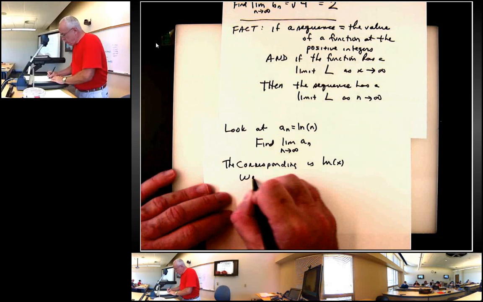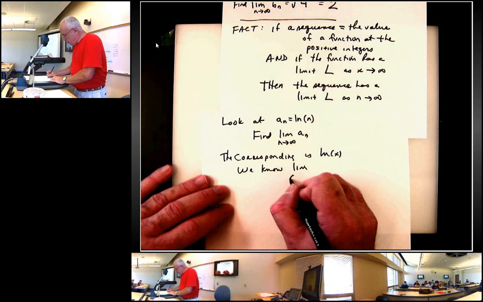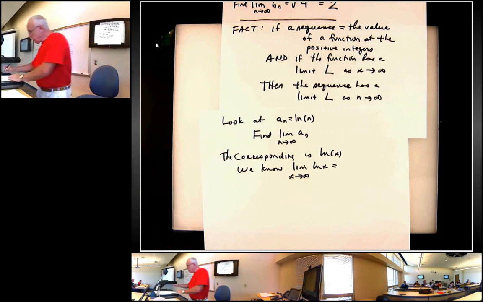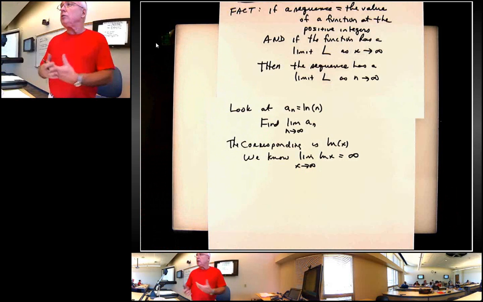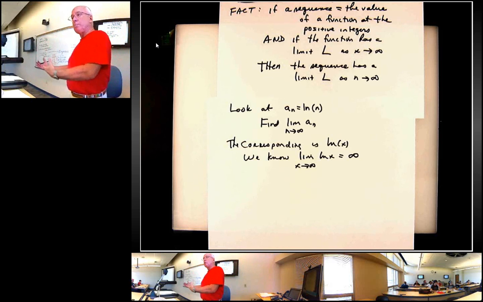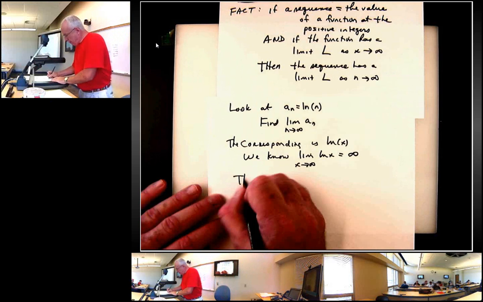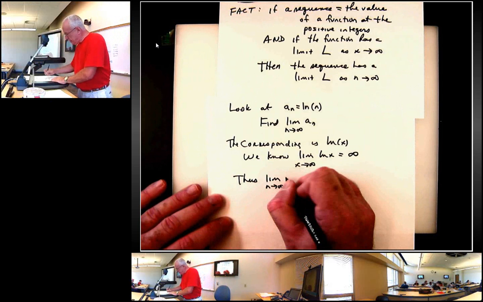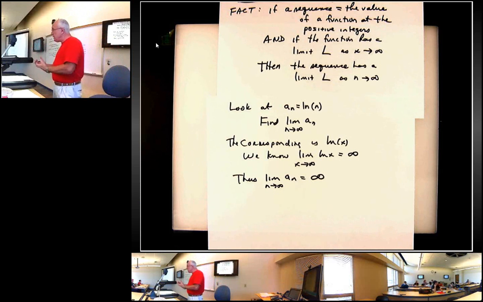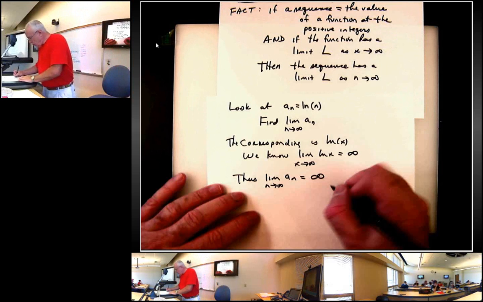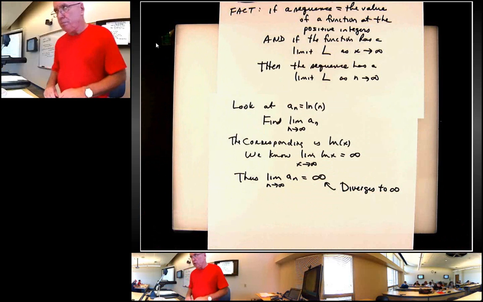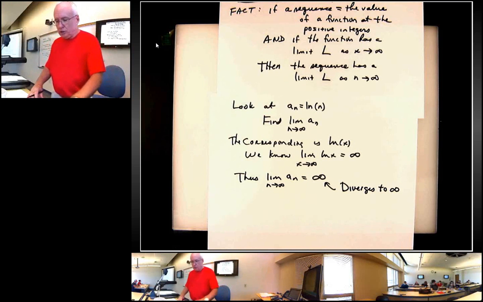Now, we know, or we should know, that the limit as x goes to infinity of the natural log of x is equal to infinity. The natural log keeps getting bigger and bigger. So since that underlying function limit is infinity as x gets bigger and bigger, then my sequence values are going to also approach infinity. Thus, the limit as n approaches infinity of a sub n, our sequence, is also equal to infinity. Now, infinity is not a finite number, so it diverges. We say it diverges to infinity. It does not converge because it's not a finite number. So it diverges to infinity.